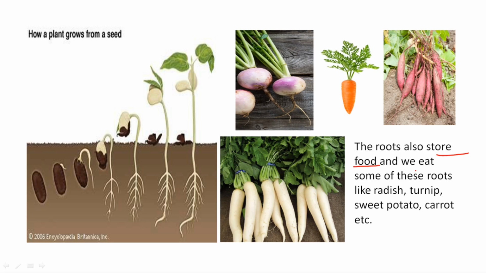So after photosynthesis, what food is made? That goes to the roots. We eat some of these roots like radish, turnip, sweet potato, carrot.